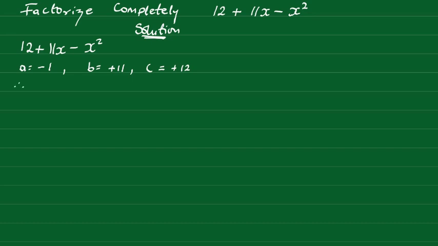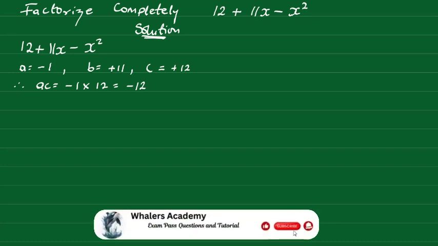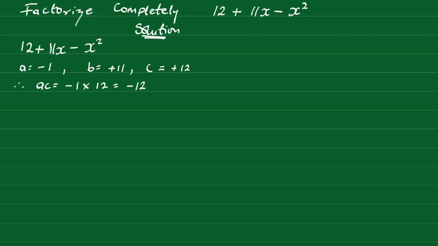Therefore, our value for ac is equal to minus 1 times 12, and this ends up giving us minus 12. Now, we need to look for the factors of minus 12 that when added will give us plus 11. These factors of minus 12 are plus 12 and minus 1, because plus 12 times minus 1 gives us minus 12, and plus 12 plus minus 1 gives us plus 11.